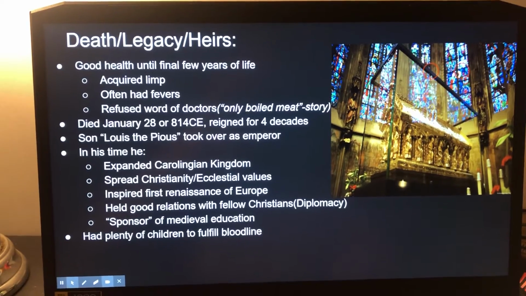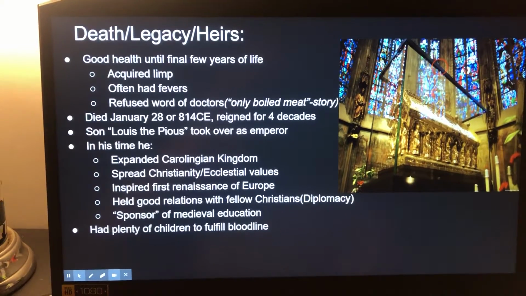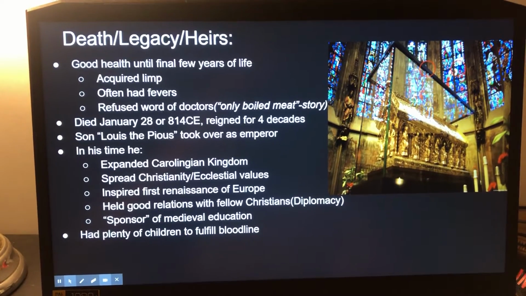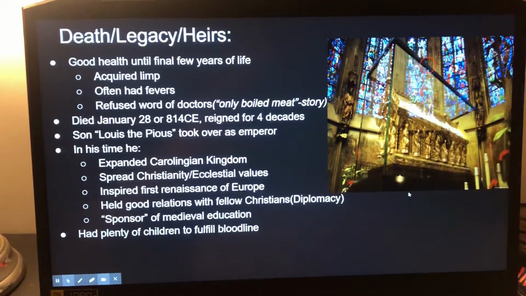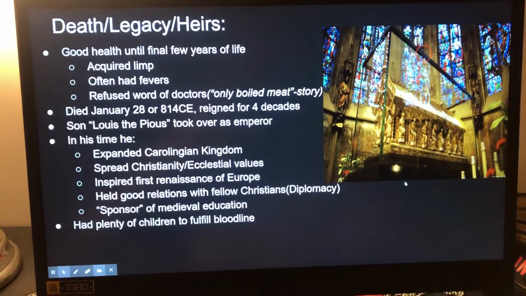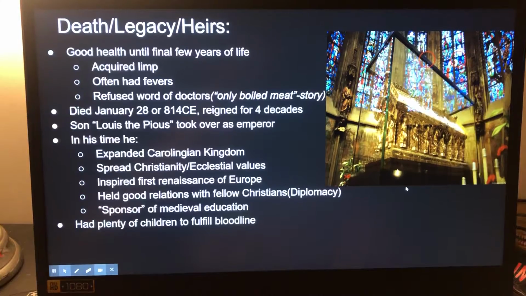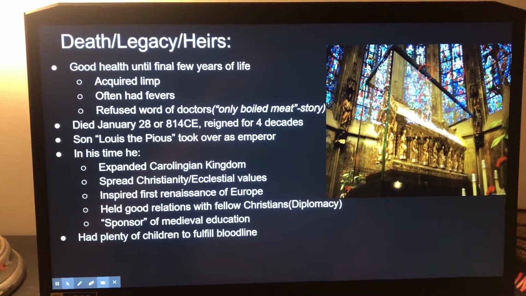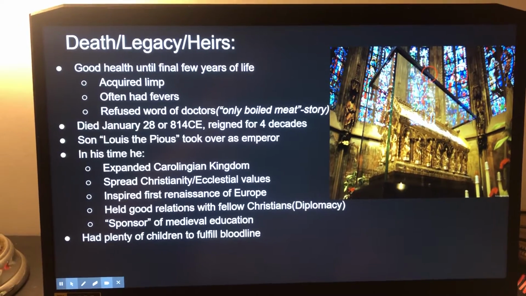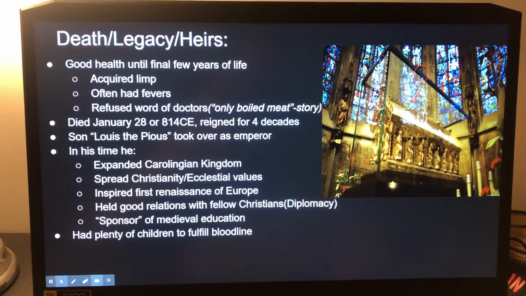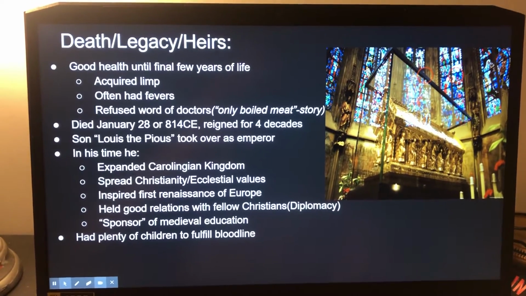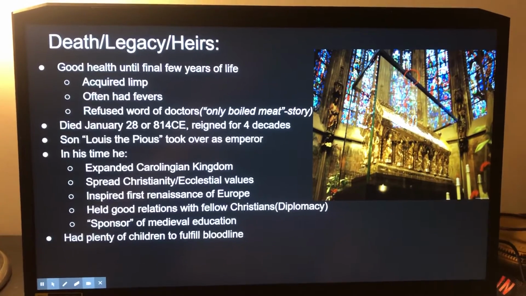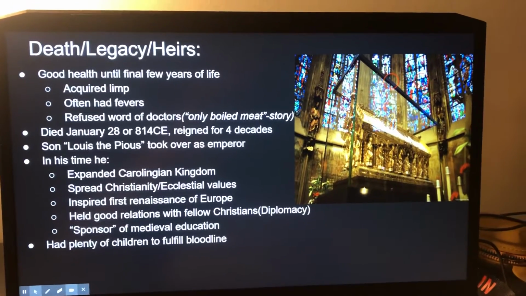Charlemagne did various things. He expanded the Carolingian kingdom. He spread Christianity and ecclesial values, which basically means values of the Christian church. He inspired the first Renaissance of Europe, which we will get into. He held good relations with fellow Christians and diplomacy. And he was the sponsor of medieval education. And, of course, he had plenty of children to fulfill his bloodline. And there is where he's supposedly buried.